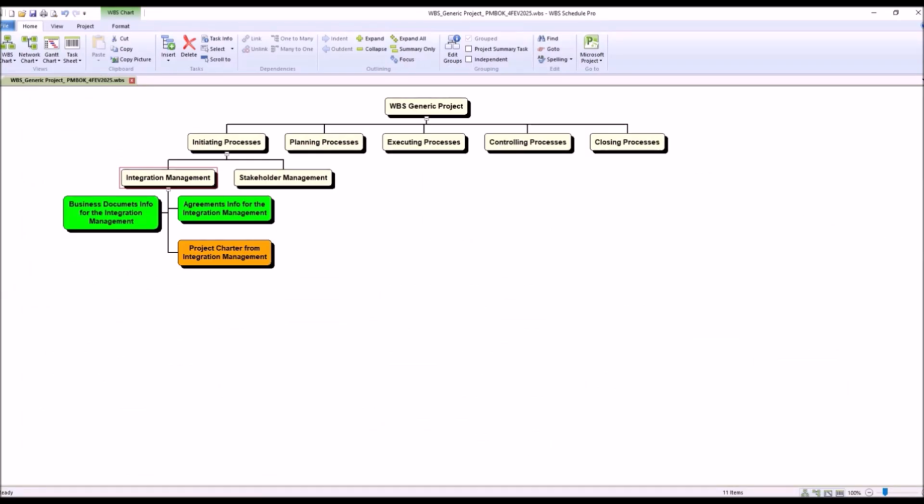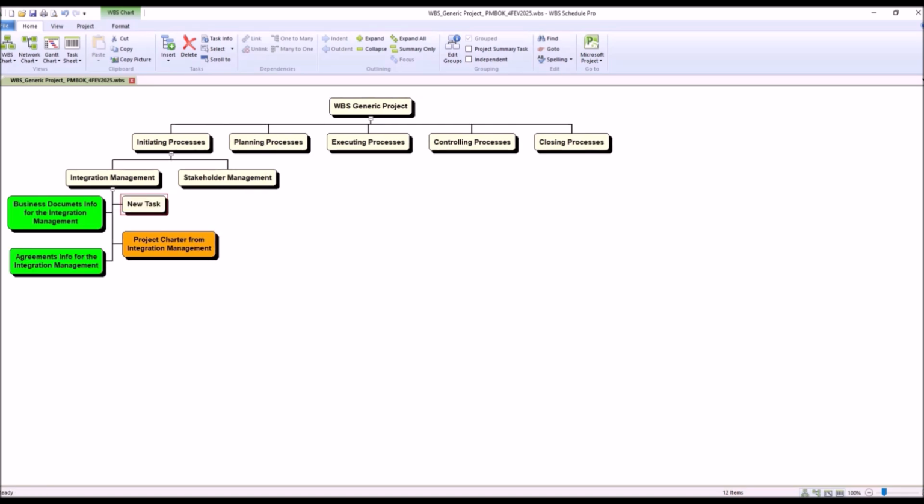The third important input is Enterprise Environmental Factors info for the integration management. Consider internal and external factors, such as organizational culture, market conditions, and regulatory requirements that may influence the project.